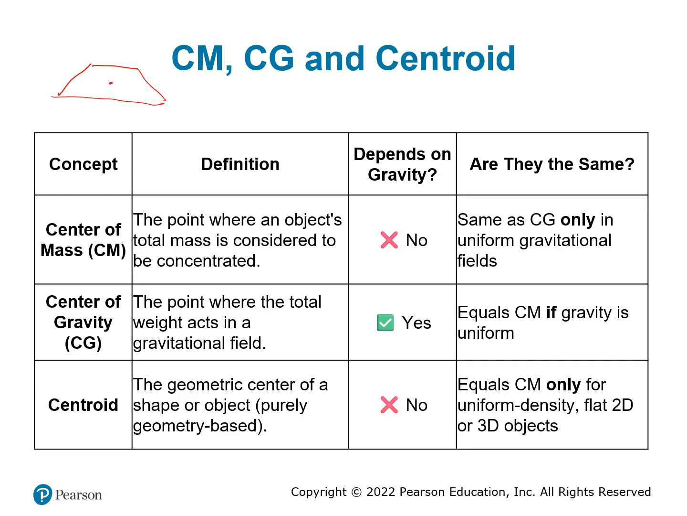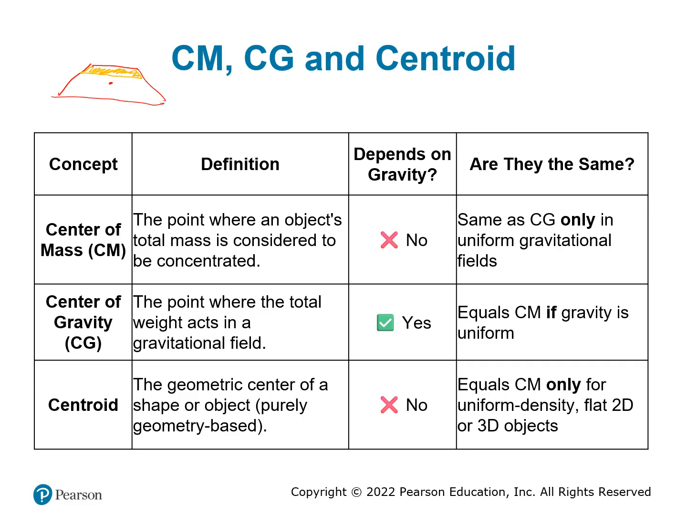However, if I told you the object has a different amount of mass, if we have a heavier component here, where the rest of the component is lighter, then the center of mass or the center of weight is going to be different from the centroid. So this is a basic difference between these 3 different concepts.